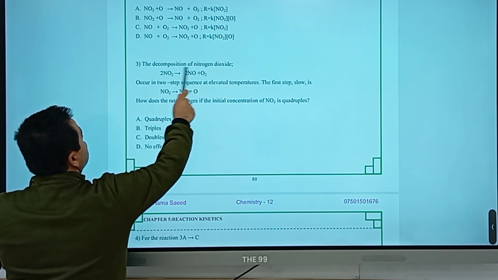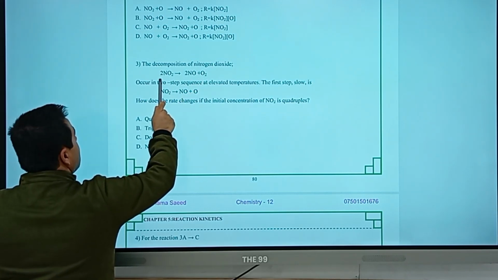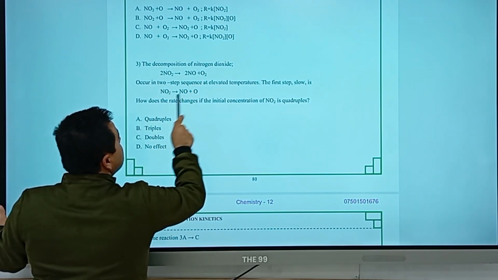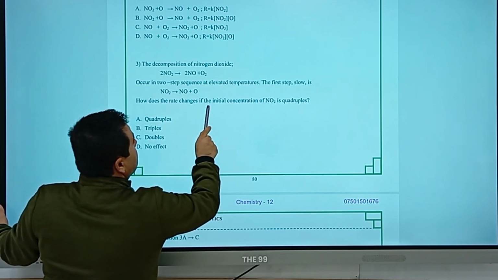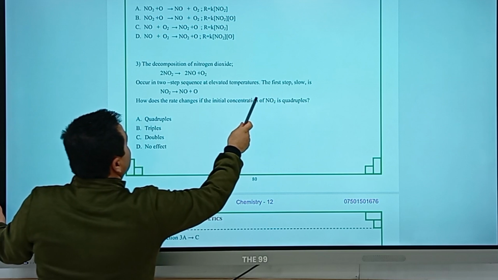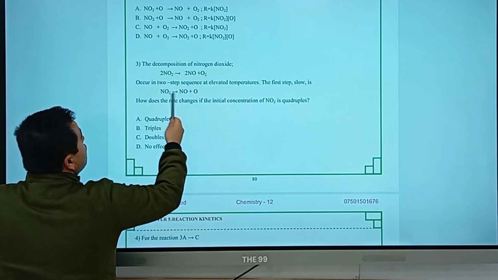We have the decomposition of nitrogen dioxide, which occurs in 2 steps. The first step is this, which is the slow step. How does the rate change if the initial concentration of NO2 quadruples? How does the rate change?